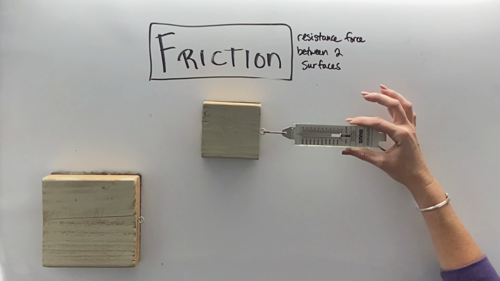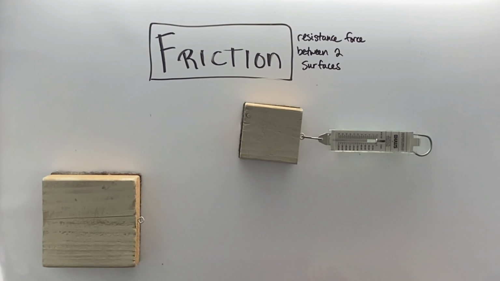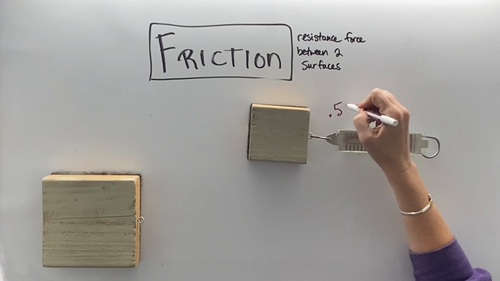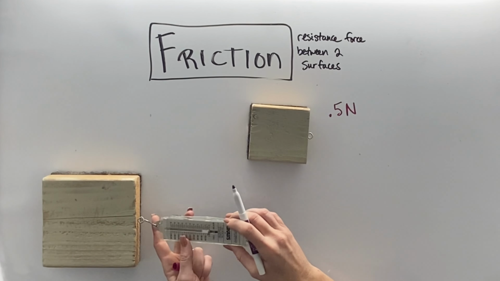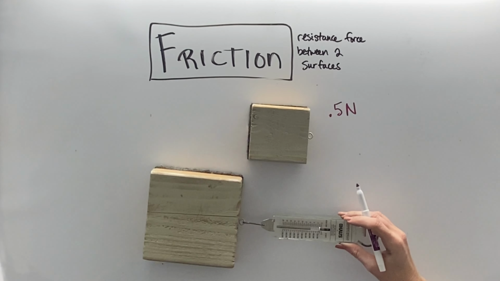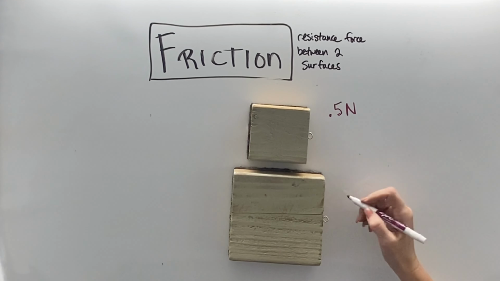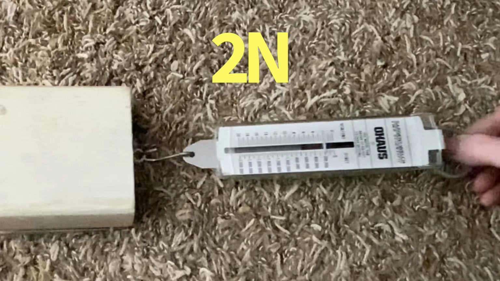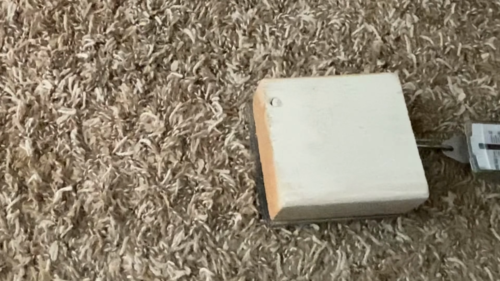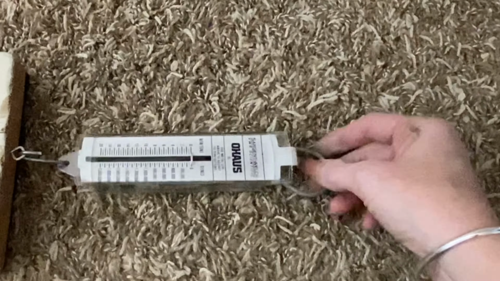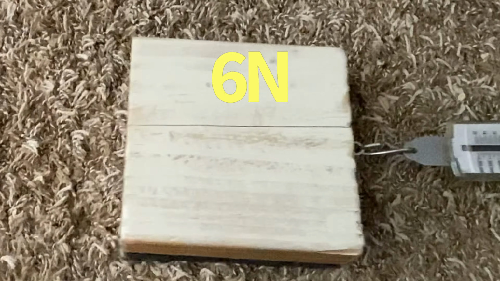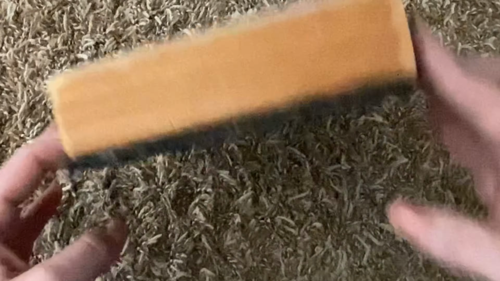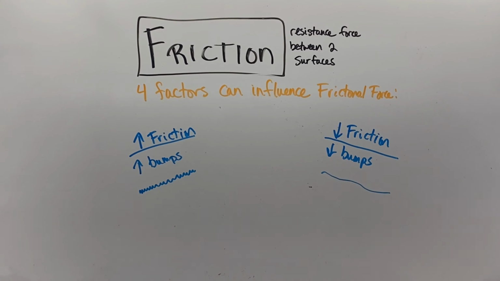So here you can see my first little block as I pull on it with the spring scale. I get half a newton of force to pull the block across this very smooth, not bumpy board. And this larger block, because it's heavier, is 1 newton. When I pull these blocks across a bumpy surface, you can see that the newtons required go up here, and the newtons required to pull the larger block also increase, because of these bumpy surfaces getting caught on each other.